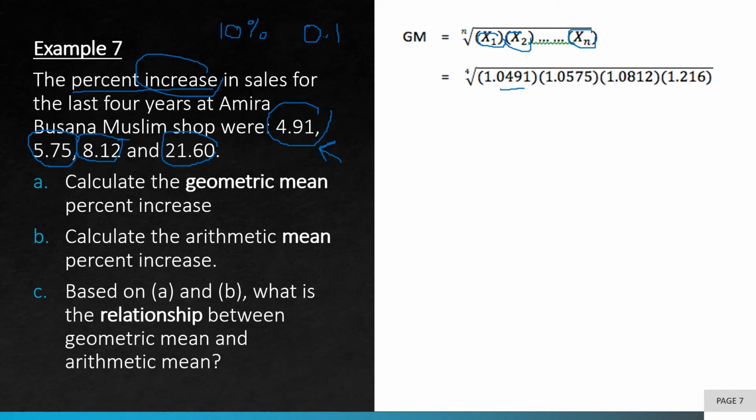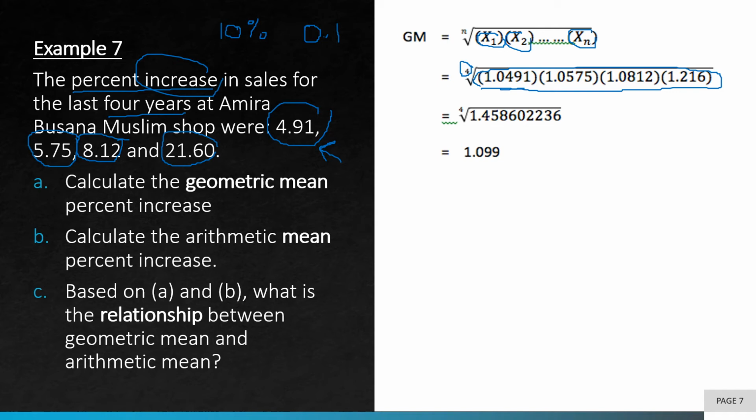Going back to this formula here. As you can see, this is a product. So you need to multiply all of these numbers and then you find the fourth root. Why 4? Because they tell you the last 4 years. So what you get is this long number. You take the fourth root, and you will get 1.099.